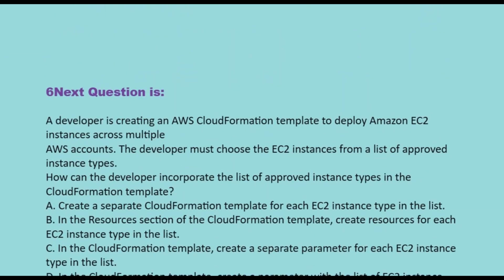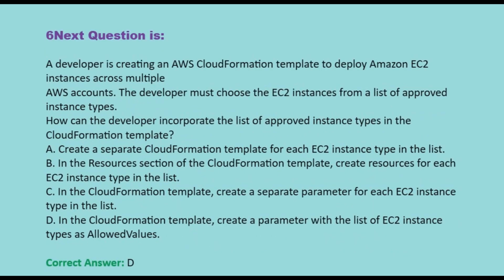Question is, a developer is creating an AWS CloudFormation template to deploy Amazon EC2 instances across multiple AWS accounts. The developer must choose the EC2 instances from a list of approved instance types. How can the developer incorporate the list of approved instance types in the CloudFormation template?